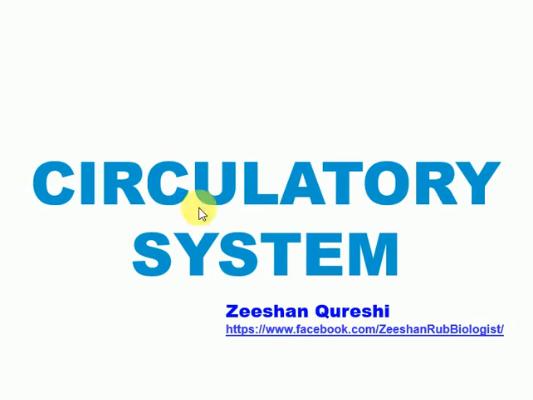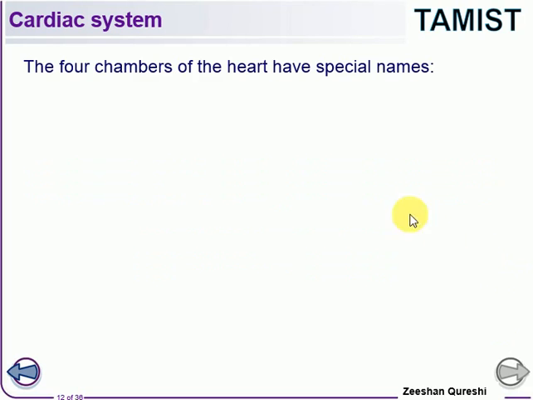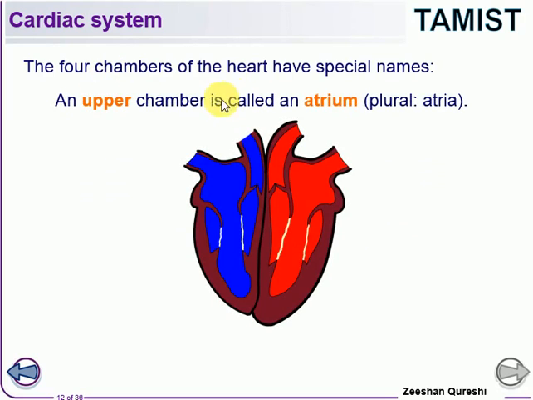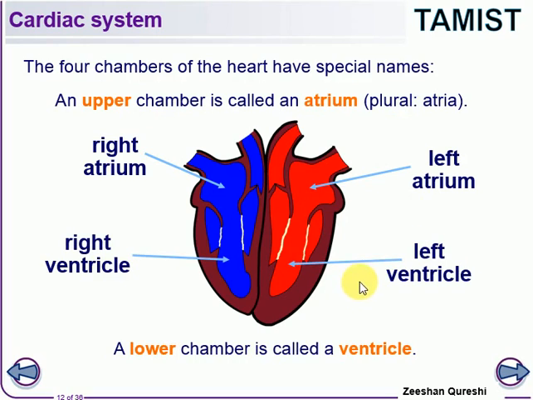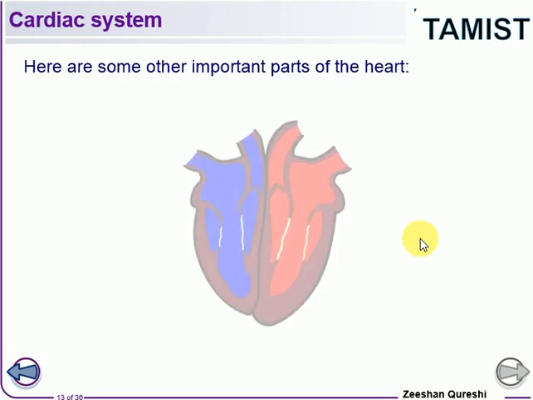In this video, I'm going to explain the circulatory system. There are four chambers of the heart. The upper two chambers are called the right atrium and the left atrium. The plural term is atria. Collectively, we call the upper chambers the atria. The lower two chambers are called the left ventricle and the right ventricle.